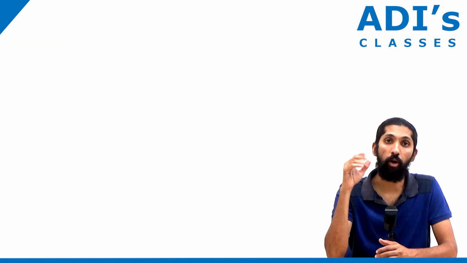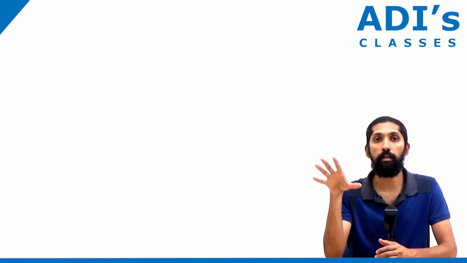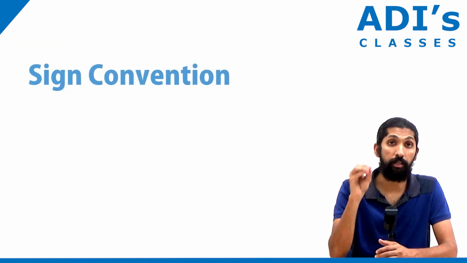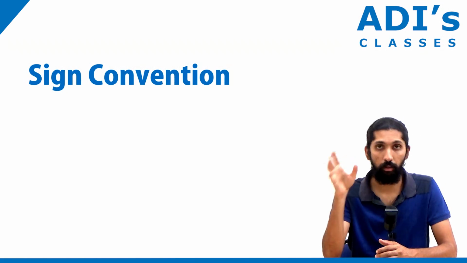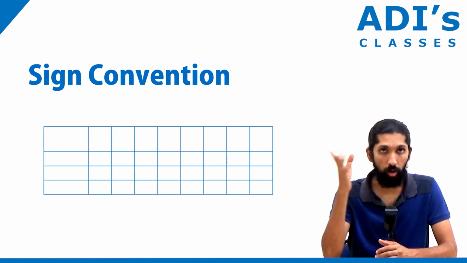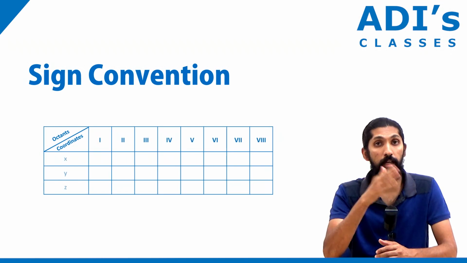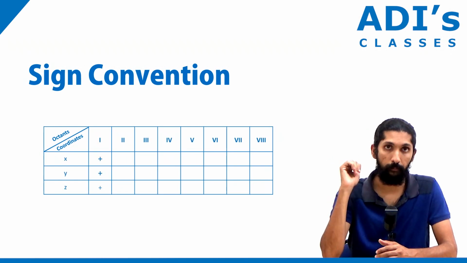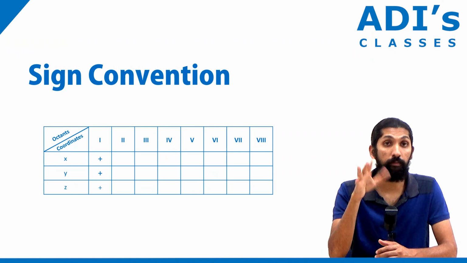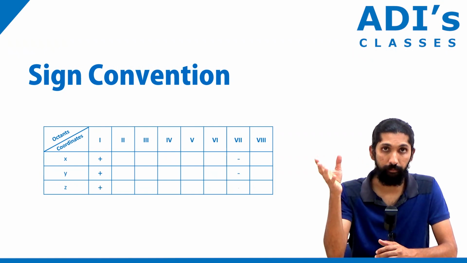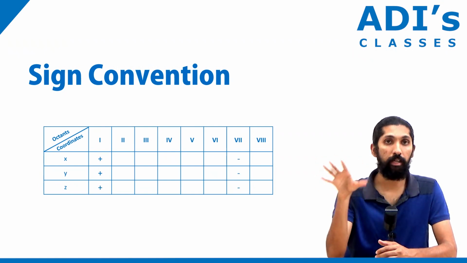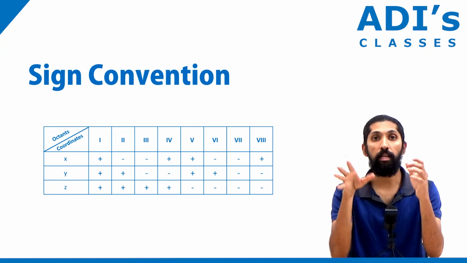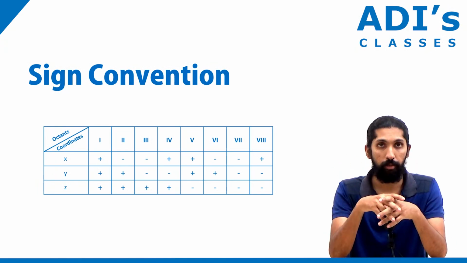Now, once you have an octant, each particular octant has a particular sign convention. In the sense, in the first octant, all the three, that is the x, y, z, all of them are positive. Then if you take the seventh octant, all of them are negative. Likewise, in every octant, the sign of the points is going to change.